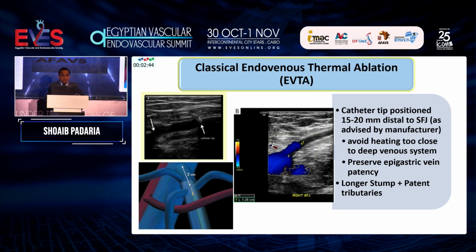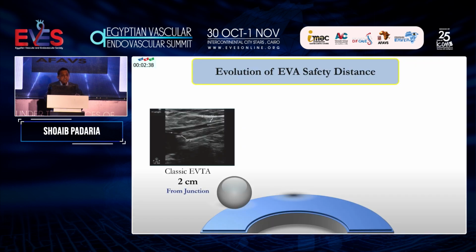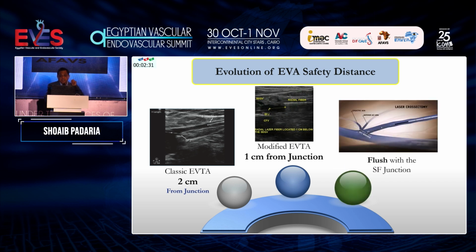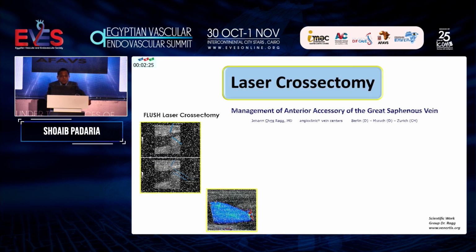Now, in classical endovenous thermal ablation, we know we position the catheter tip about 2 centimeters distal to the SF junction, but here we leave a longer stump, and this longer stump might lead to reflux into the ASV later. And therefore, nowadays, in some centers we prefer to do a flush thermal ablation with the SF junction, what we call laser crossectomy.